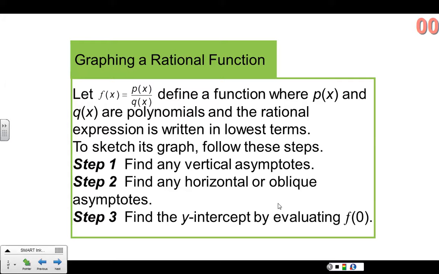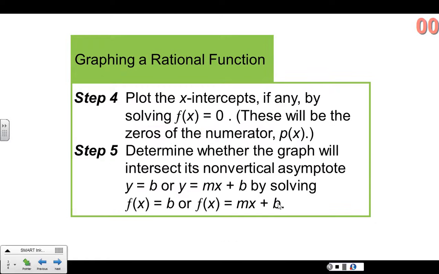Find any vertical asymptotes first. Find any horizontal or oblique asymptotes. Find the y-intercept by evaluating f of 0, so plug the 0 in for the x. Plot the x-intercepts, if any, by solving f of x equals 0. This will be zeros of the numerator only, don't worry about the denominator, just the numerator.